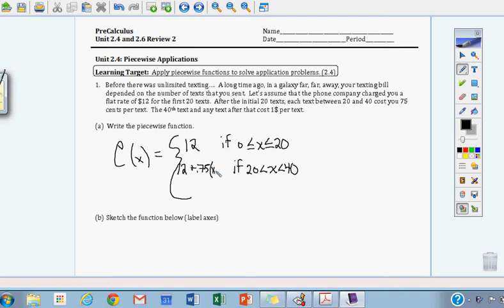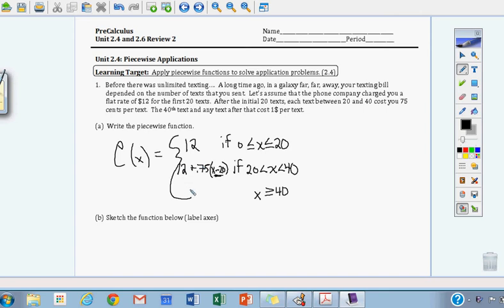So we're going to have an X minus 20 there, because if you think about it, this value right here will take and actually give us only the texts that are over the 20. And then we multiply by 0.75 to get that. And then we're going greater than or equal to 40 texts. And those are each $1.